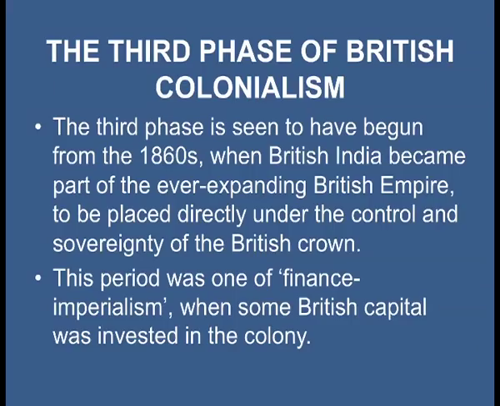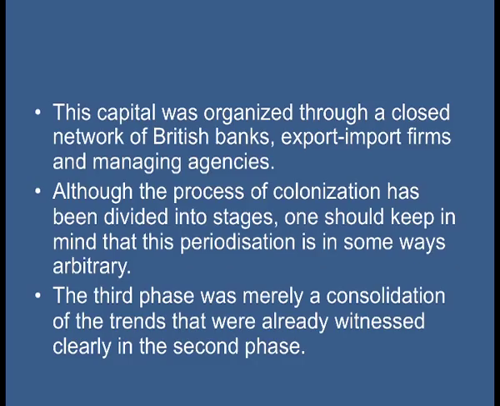This destructive process led to deindustrialization that increased pressure on land. The third phase is seen to have begun from the 1860s, when British India became part of the overexpanding British Empire to be placed directly under the control and sovereignty of the British Crown. The period was one of finance imperialism, when some British capital was invested in the colony. This capital was organized through a closed network of British banks, export-import firms, and managing agencies.